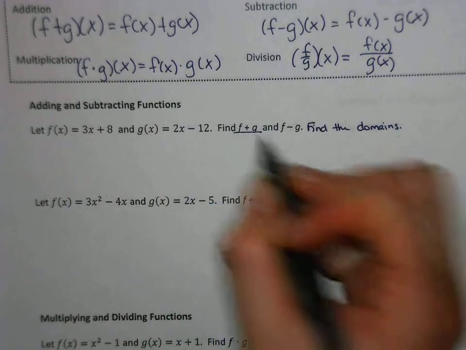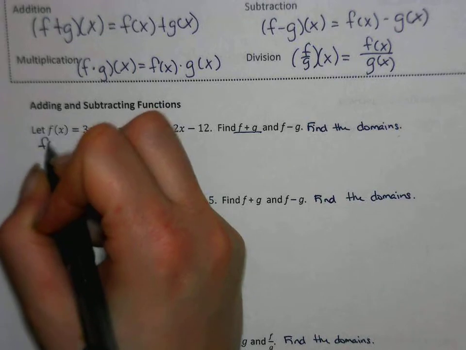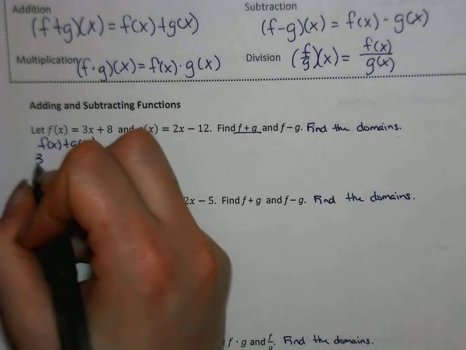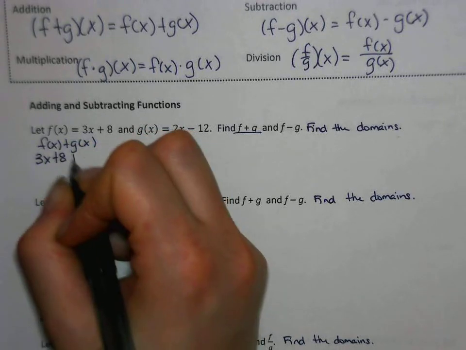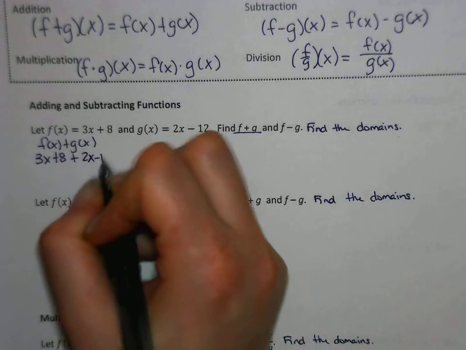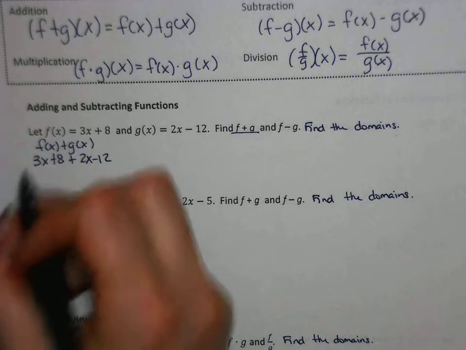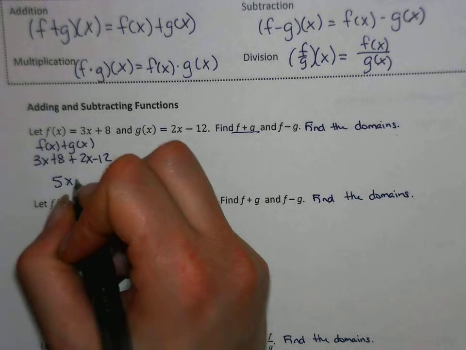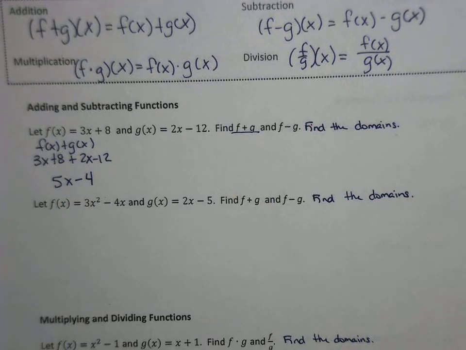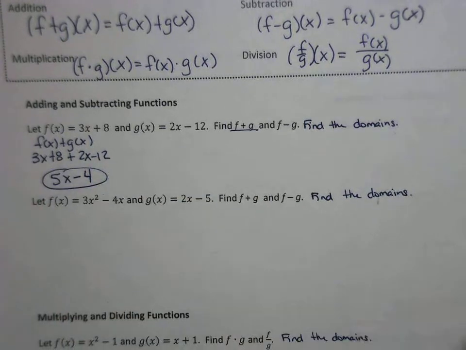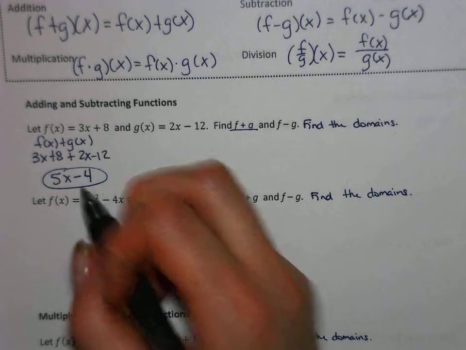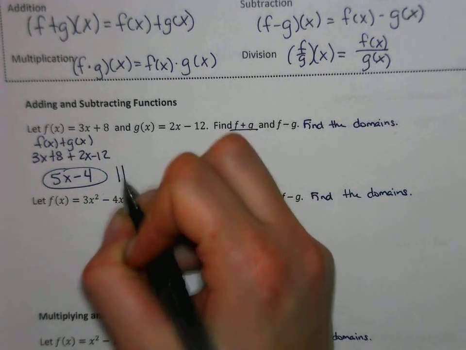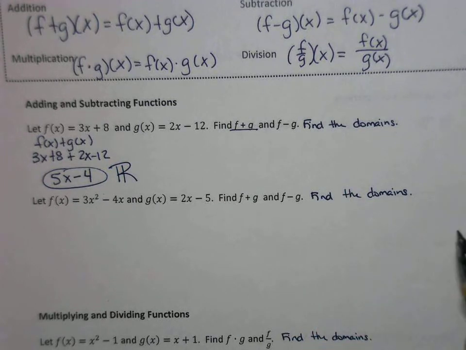So first we want to find f plus g, so that means we're taking f of x plus g of x. F of x is 3x plus 8, and our g of x is 2x minus 12. So then I can combine like terms, so I have 5x, 8 plus a negative 12 is a negative 4. So in looking at it to find our domain, there are no values of x that give us no solution, so this is a domain of all real numbers.